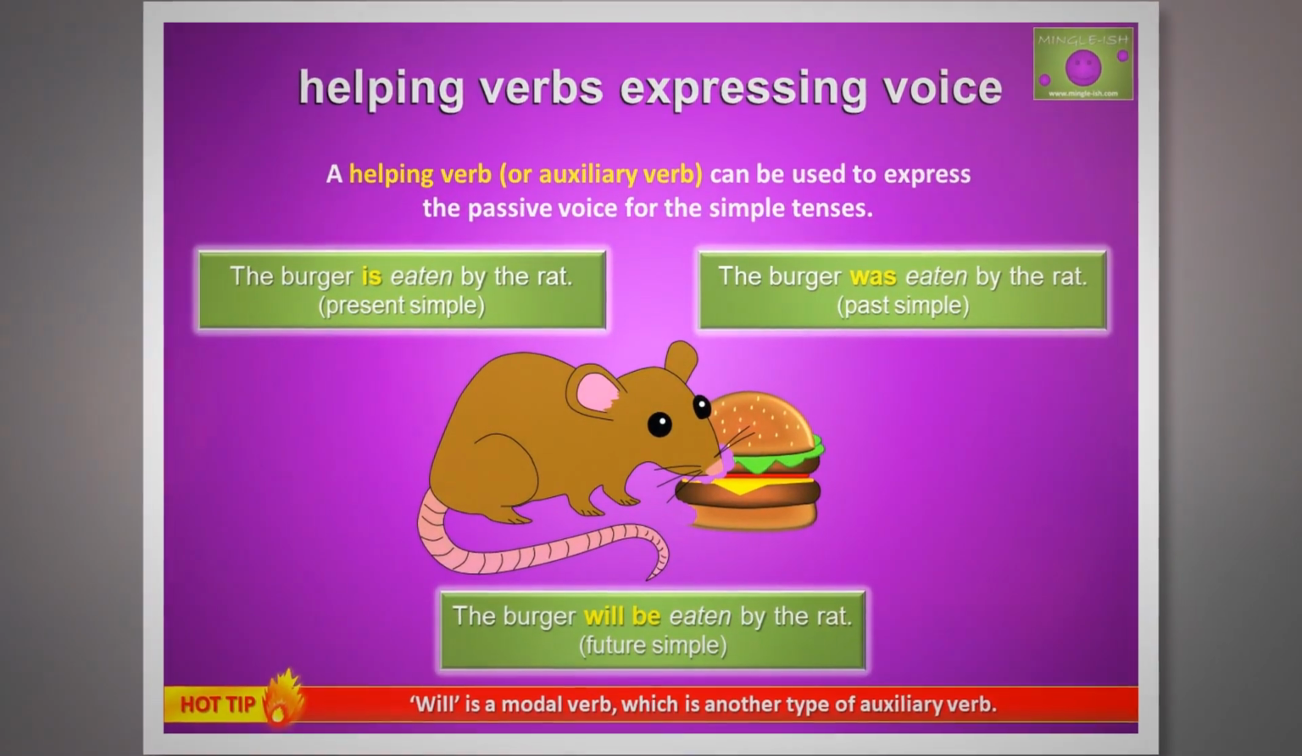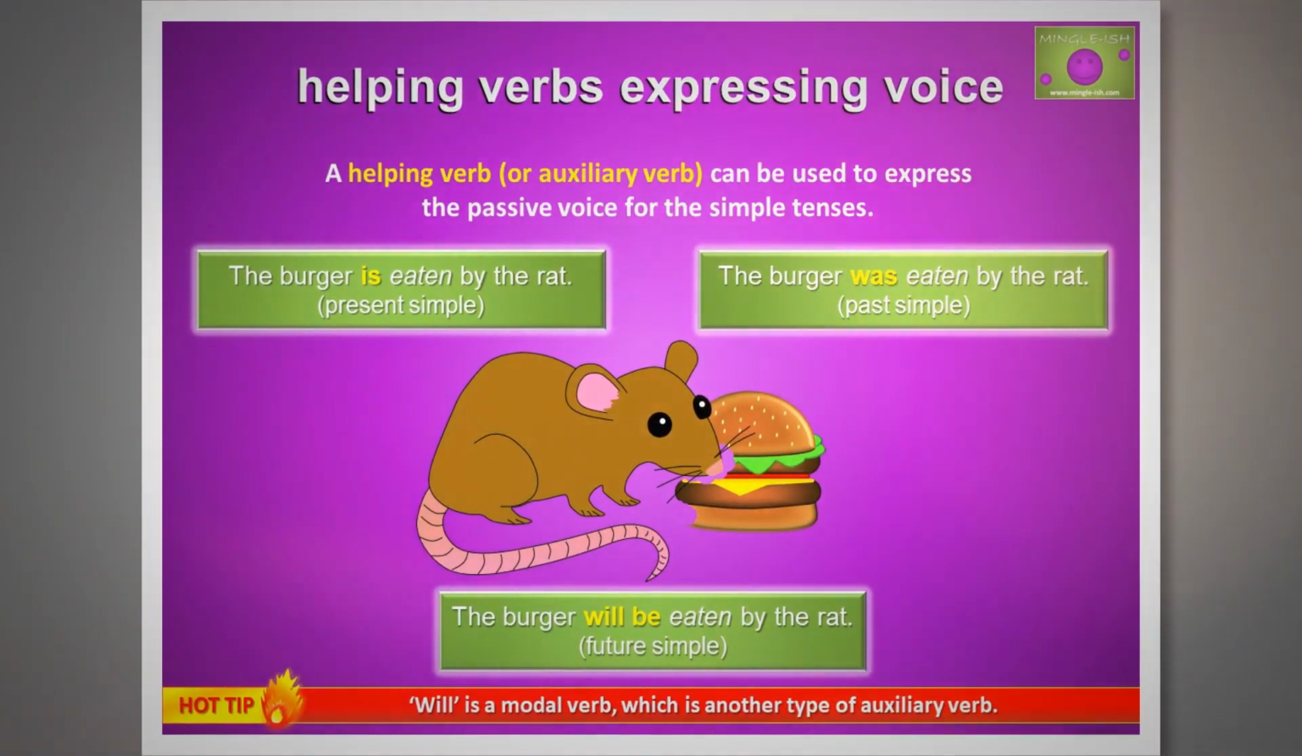A helping verb can be used to express the passive voice for the simple tenses. The burger is eaten by the rat, the present simple tense. The burger was eaten by the rat, the past simple tense. The burger will be eaten by the rat, the future simple tense.